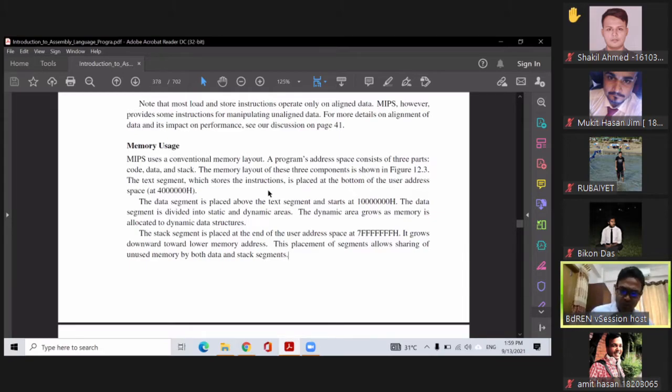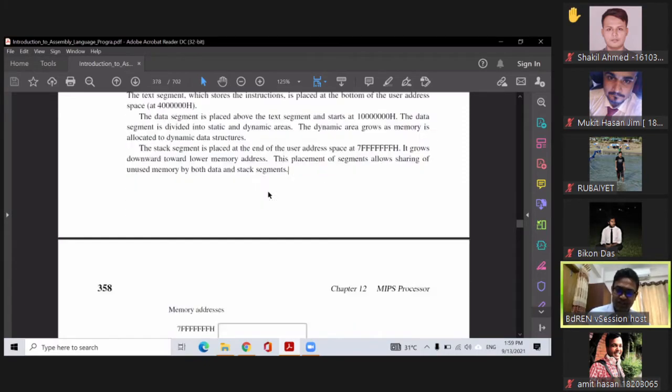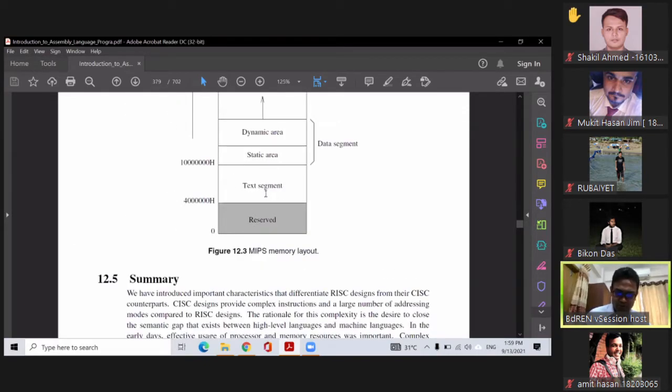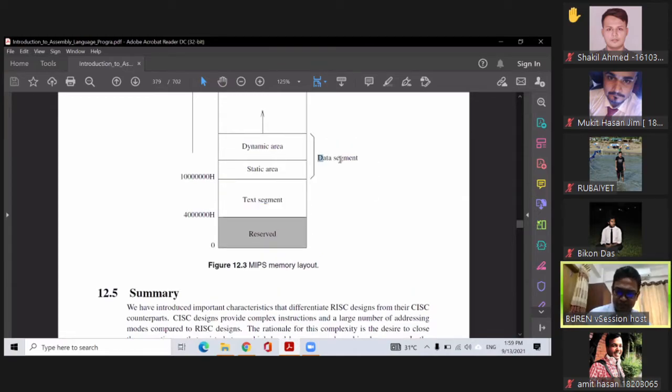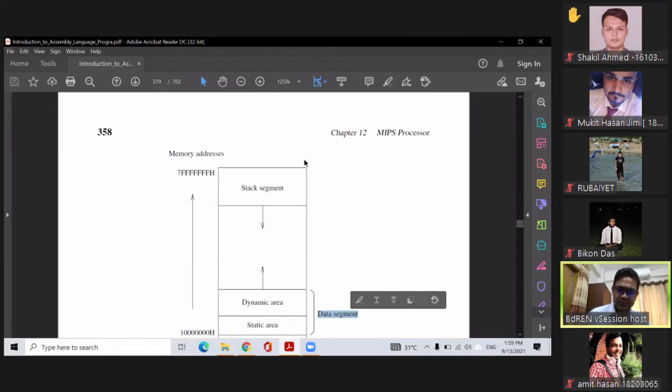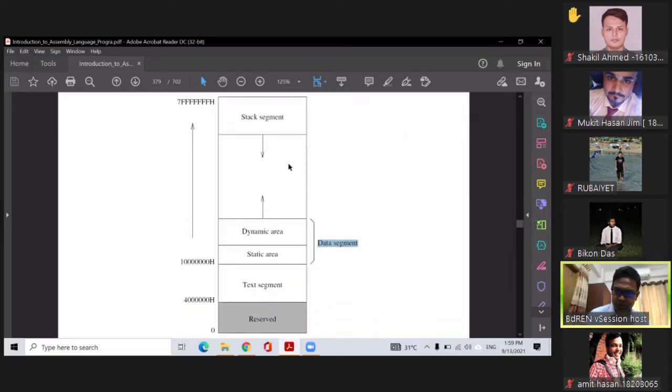Here we divide our memory into three different parts. One is the code, which we call text. Then we have data, and then we have space for the stack operation. So we have these three parts.